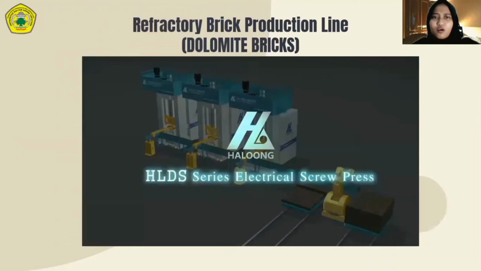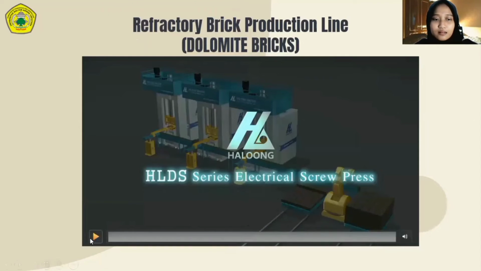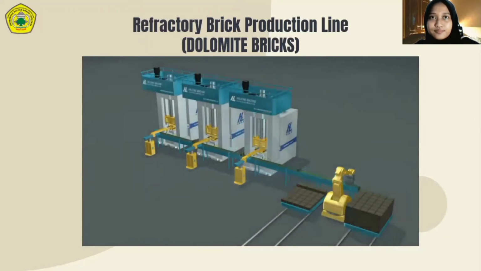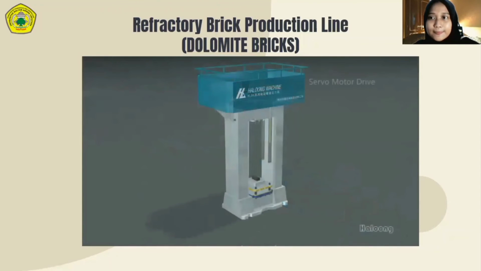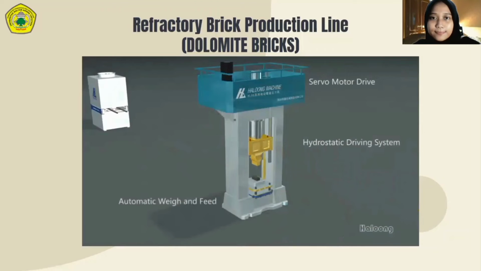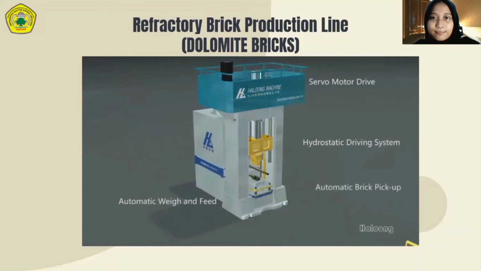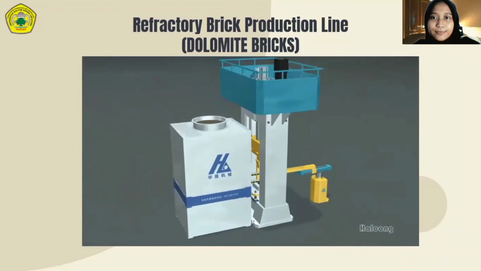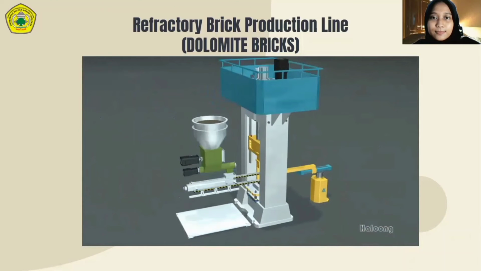And next, this is a video of the refractory bricks production line of dolomite bricks by Halong's machine. The Halong HLDS series electric screw press machine is directly driven by the servo motor, and the power force is transferred by the static pressure type screw nut system. It is accessible to the automatic weighing and feeding device and the brick picking system according to the customer's need.